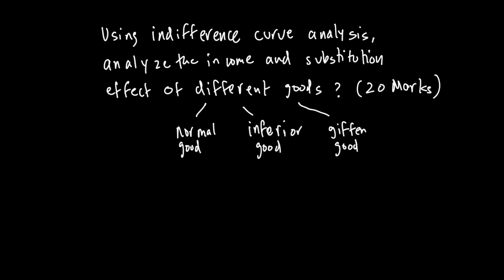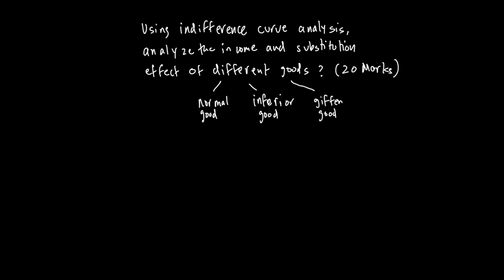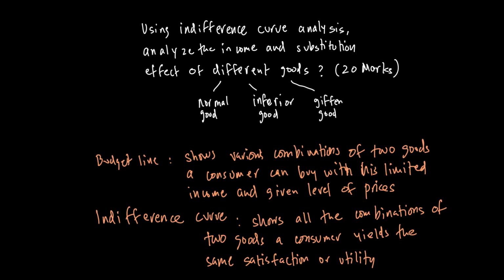Now, when we start this question, we would first want to define what we call our budget line and indifference curve. Once we get done with that, we can talk about then the optimum consumption point. But what is budget line? Well, budget line shows the various combination of two goods a consumer can buy with his limited income and given level of prices. So if I have the given level of prices and income, the budget line will tell me what are the various combination I can afford.